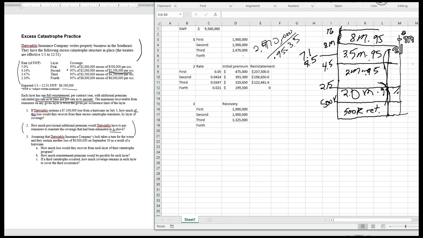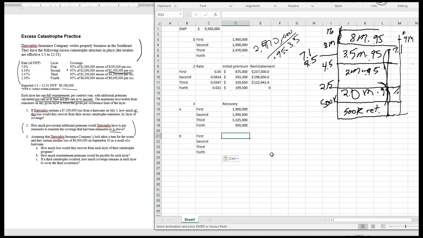Because it is 9 million minus the attachment point at 8 million. So I'll go ahead and write that out. And then we multiply that by 0.95. So they recover 950,000 from the fourth layer. That was part A. Part B, how much reinstatement premium would be payable for each layer?